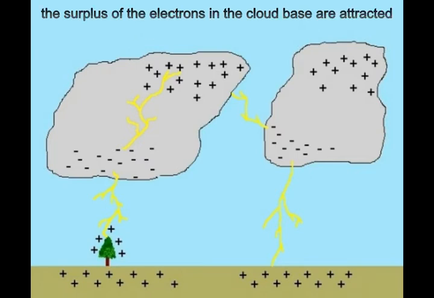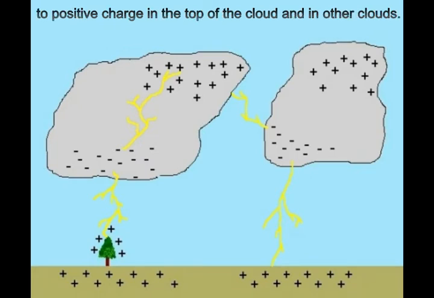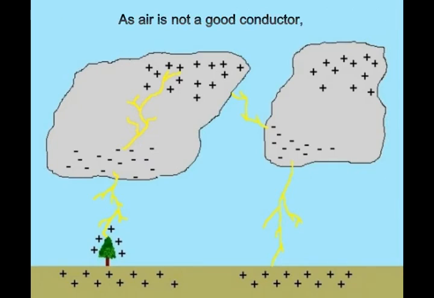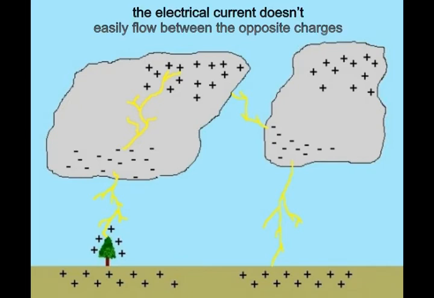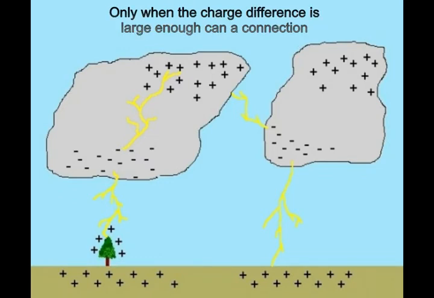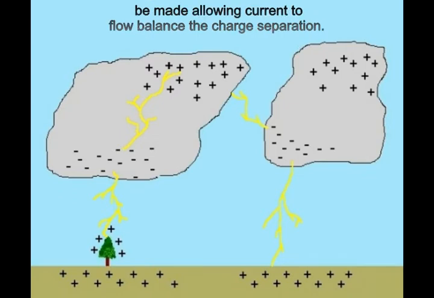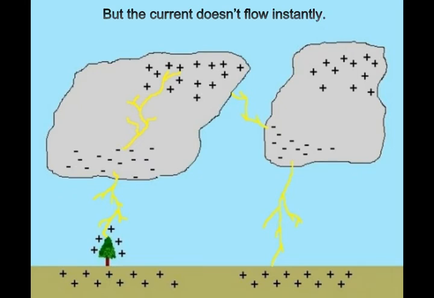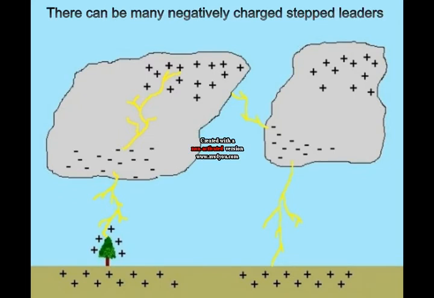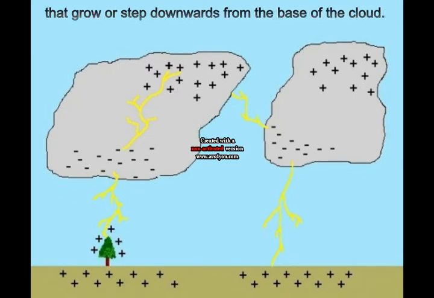The surplus of the electrons in the cloud base are attracted to the positive charge in the top of the cloud and in other clouds. As air is not a good conductor, the electrical current doesn't easily flow between the opposite charges. Only when the charge difference is large enough can a connection be made, allowing current to flow to balance the charge separation. But the current doesn't flow instantly. There can be many negatively charged stepped leaders that grow or step downwards from the base of the cloud.